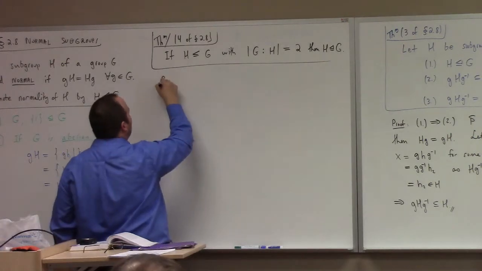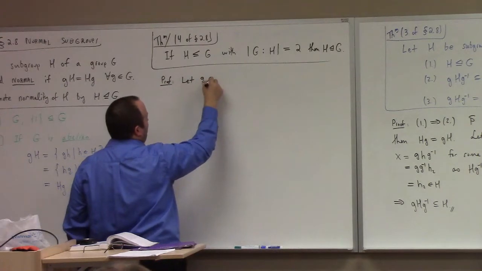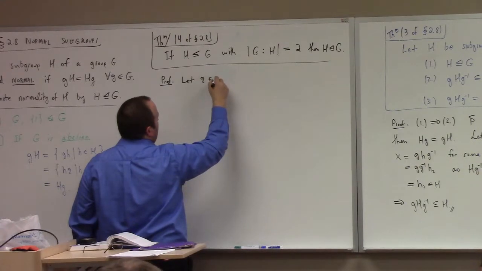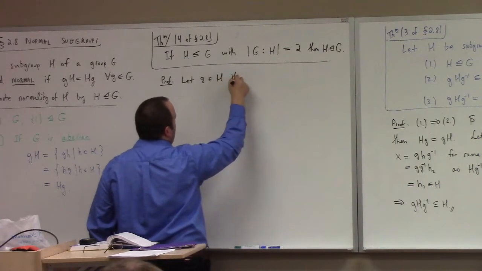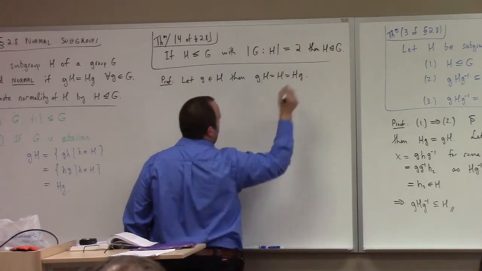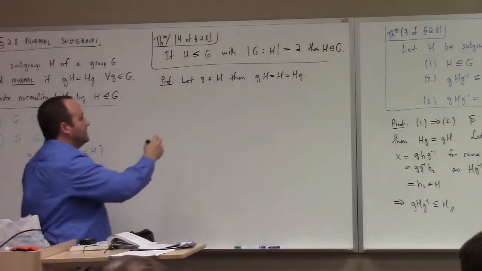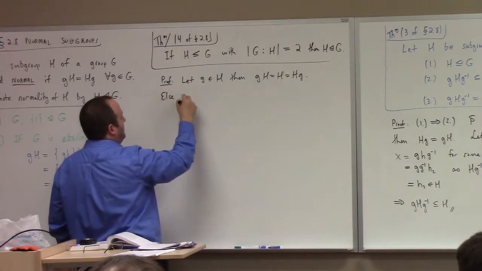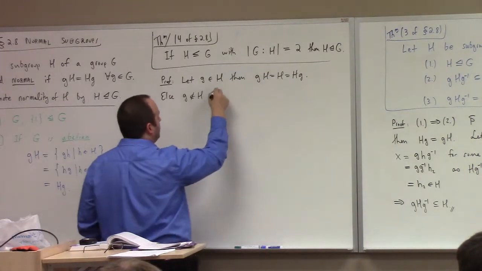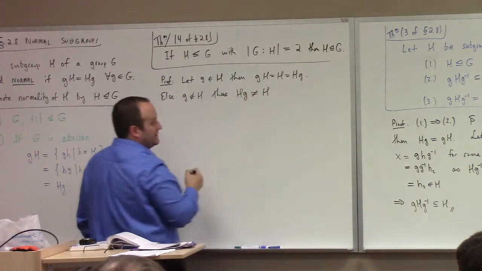So the proof here is really simple. Let g be an element of H. Then clearly gH is equal to H is equal to Hg, right? What's the other possibility? g is not an element of H. Thus, Hg is not equal to H, right?